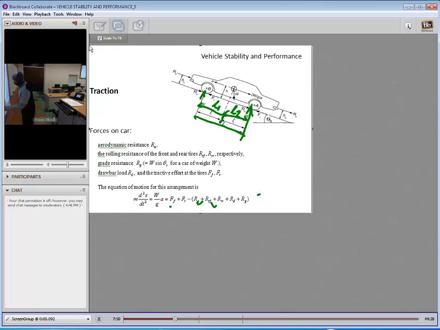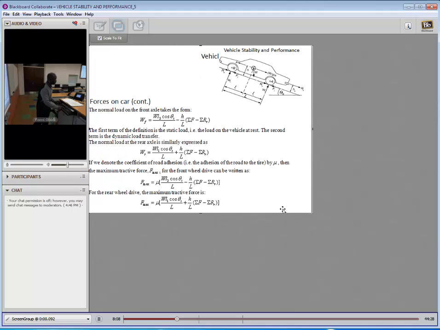Now we do some elegant solution. We group these terms together and we'll arrive at a general expression for W sub F. That's the normal load on the front axle, W sub F. That's right here. This is W sub F.